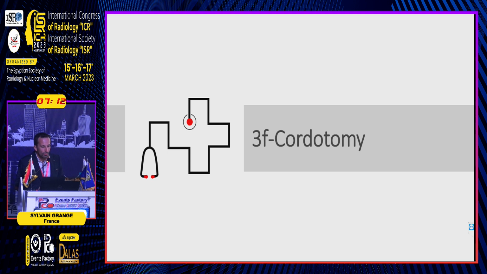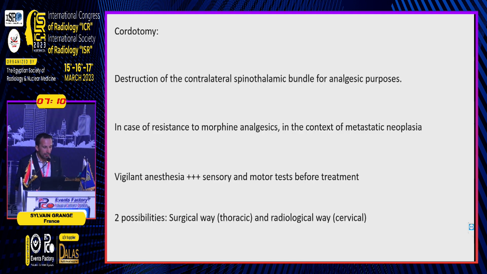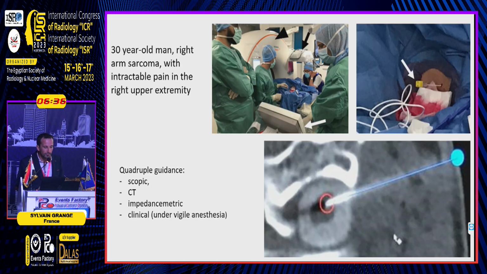A word on chordotomy. Chordotomy consists of the destruction of the contralateral spinothalamic bundle for analgesic purpose. In case of resistance to morphine analgesic and in the context of metastatic neoplasia or sarcoma. It has to be done under vigilant anesthesia. This is a very important point because sensory and motor tests are needed before treatment. There are 2 possibilities, the surgical way for thoracic level and the radiological way for cervical level.